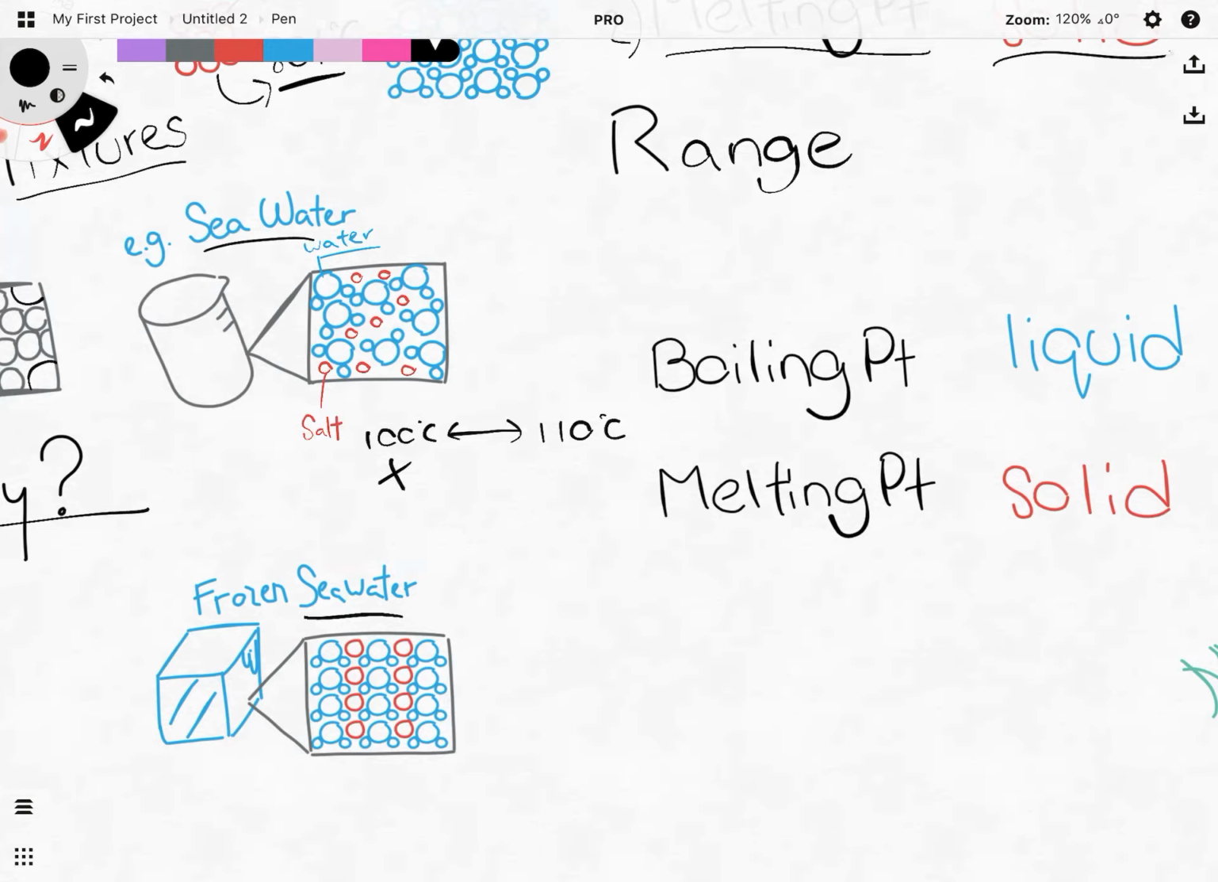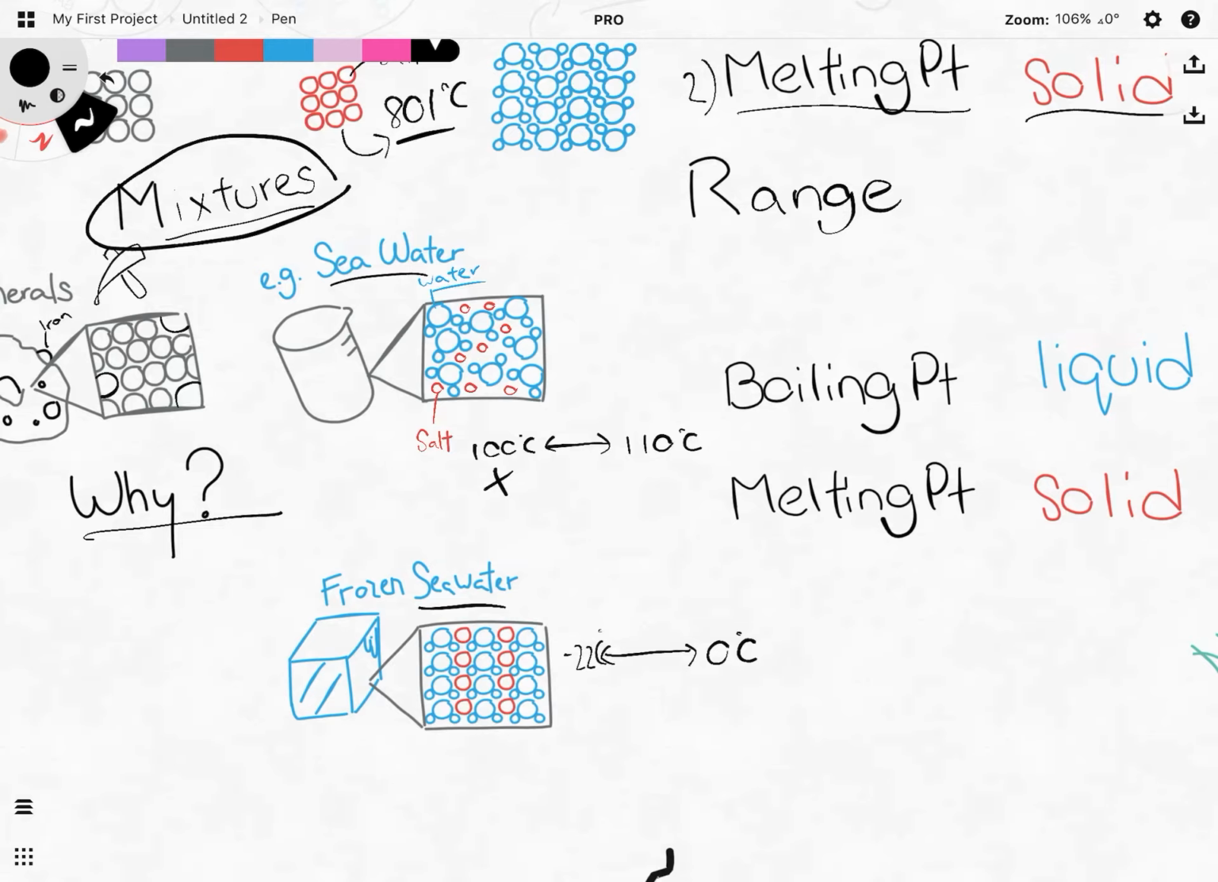Same for frozen seawater. What you expect of a pure ice cube, water ice cubes, is that it melts at 0 degrees Celsius. However, if I have ice that's made up of seawater, you find that it melts over a range. It could melt from 0 degrees Celsius to, let's say, negative 22 degrees Celsius. And that's what I mean by it can melt or boil over a range. If something melts or boils over a range, it means that it is not pure. It means to say that it is a mixture.